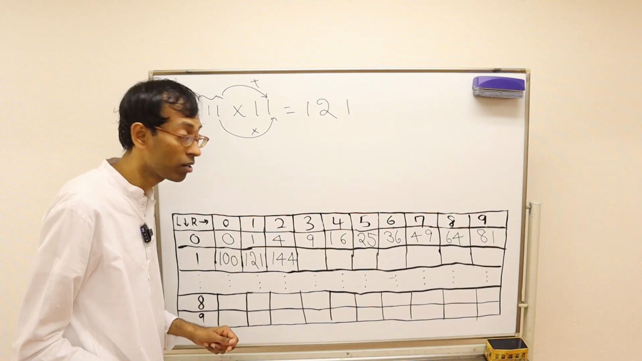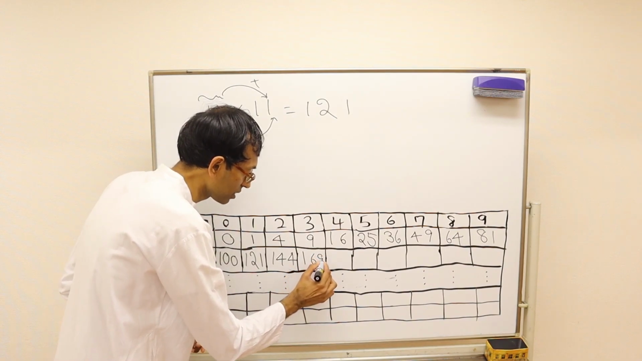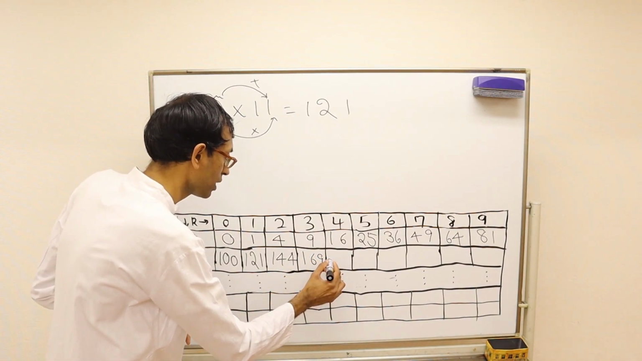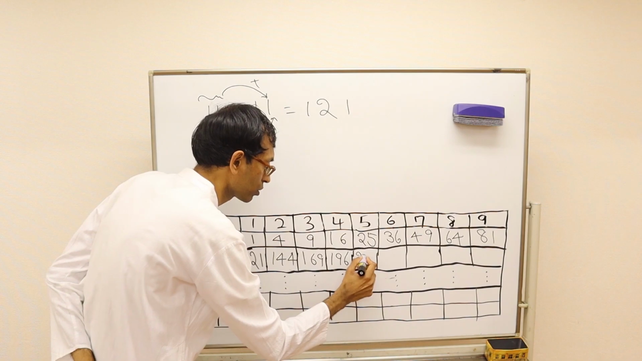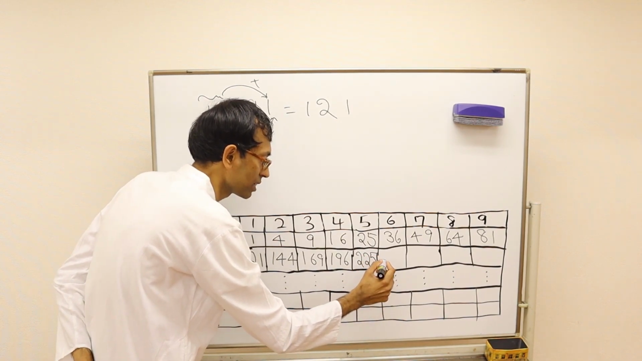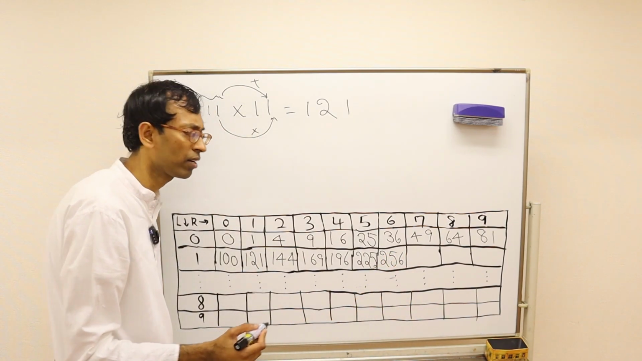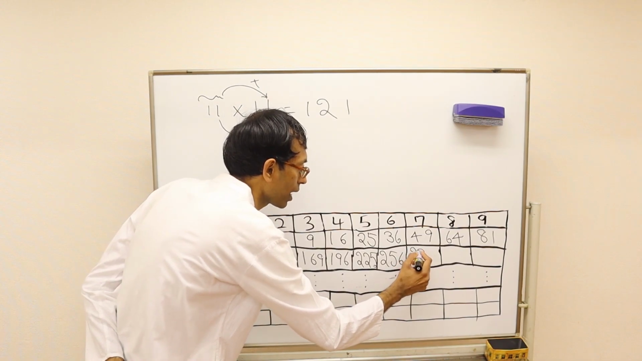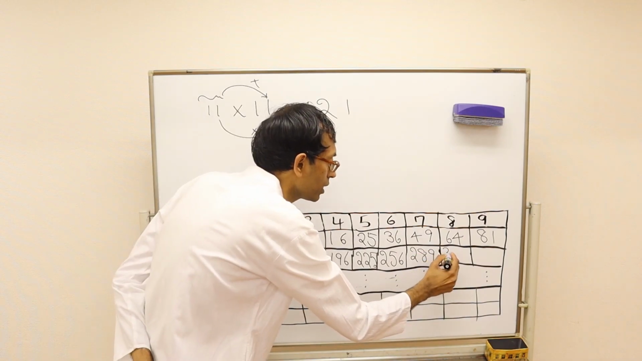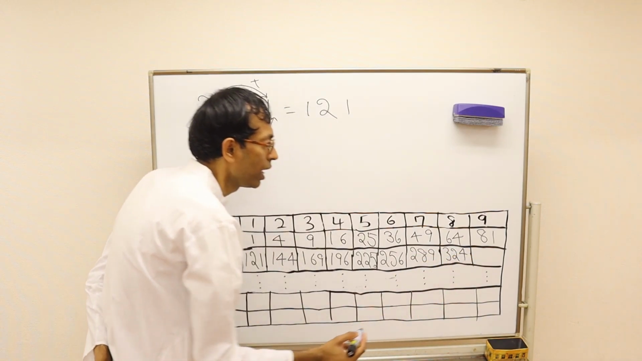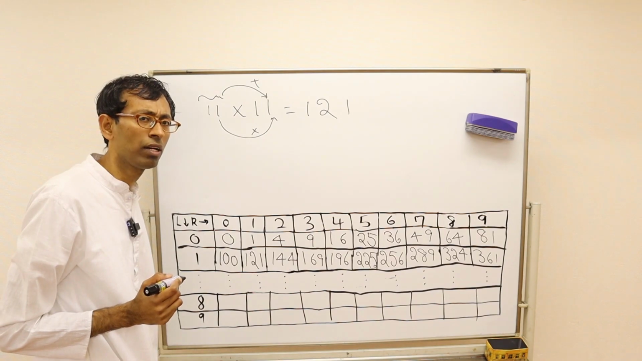You can take a pause and do. So 13 square is 169. 14 square is 196. 15 square is 225. 16 square is 256. 17 square is 289. And then 18 square is 324. So 19 square is 361. Okay, have you filled up to this?